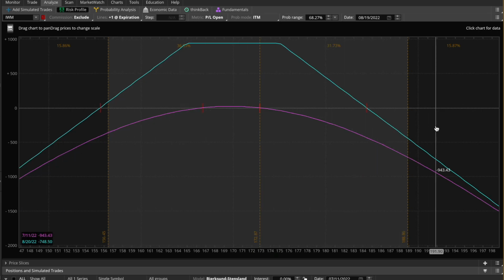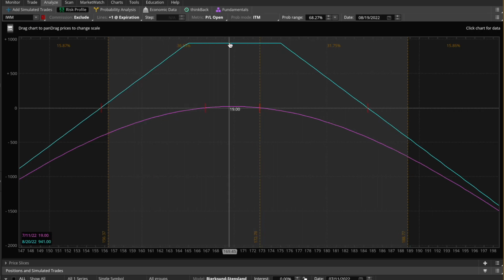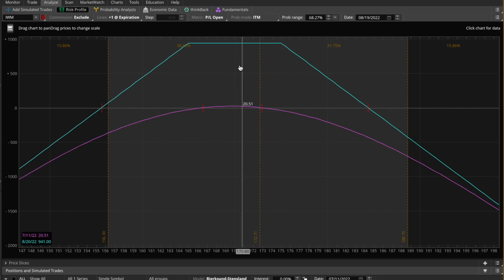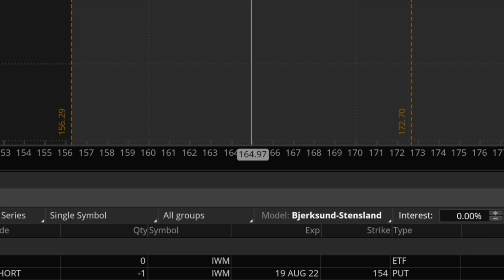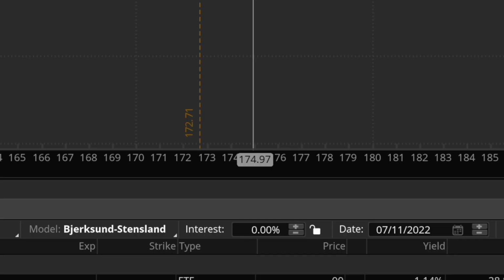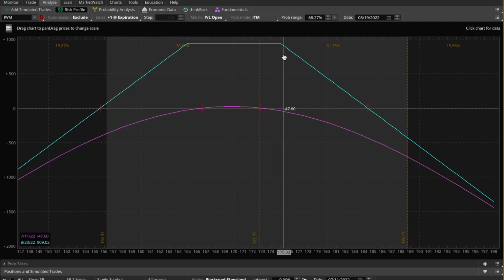So that means in particular, we're going to focus on this blue line right here, because this one is your payoff diagram by expiration. And the one in purple is your payoff diagram as of today. And so now as you can see on the chart, you would actually be very profitable on this trade if IWM by expiration ended up anywhere between 165 bucks per share and 175 bucks per share, which are your two short strikes, right? 175 is your short put strike and 165 is your short call strike.